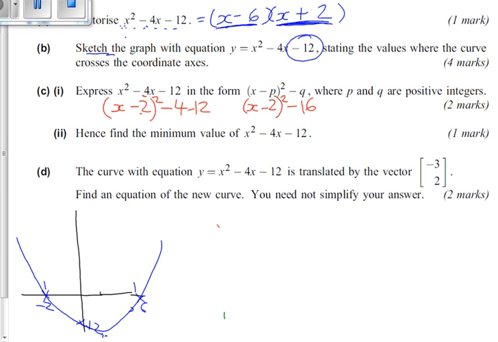Be careful of the question, though. It just does ask for the minimum value. And the minimum value is the -16. See, we can check on ours. Is that at about 2, minus 16? It is. It looks good.